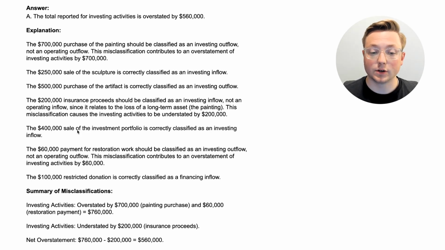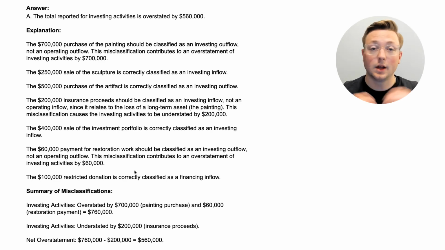The $400,000 sale of the investment portfolio is correctly classified as an investing inflow, and then the $60,000 payment for restoration work should be classified as an investing outflow, not an operating outflow. This misclassification contributes to an overstatement of investing activities by $60,000 because, again, it should have been $60,000 lower, but they didn't have that in investing activities, so they didn't take $60,000 out for that purchase. And then finally, a $100,000 restricted donation is correctly classified as a financing inflow.